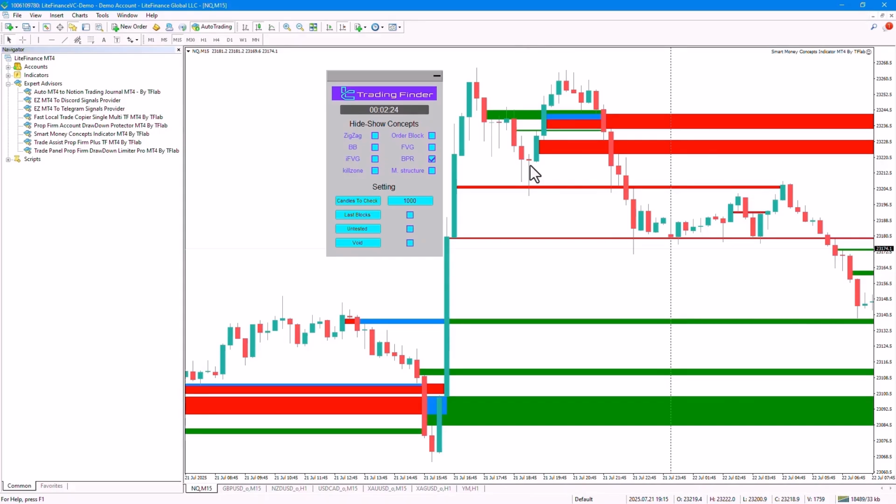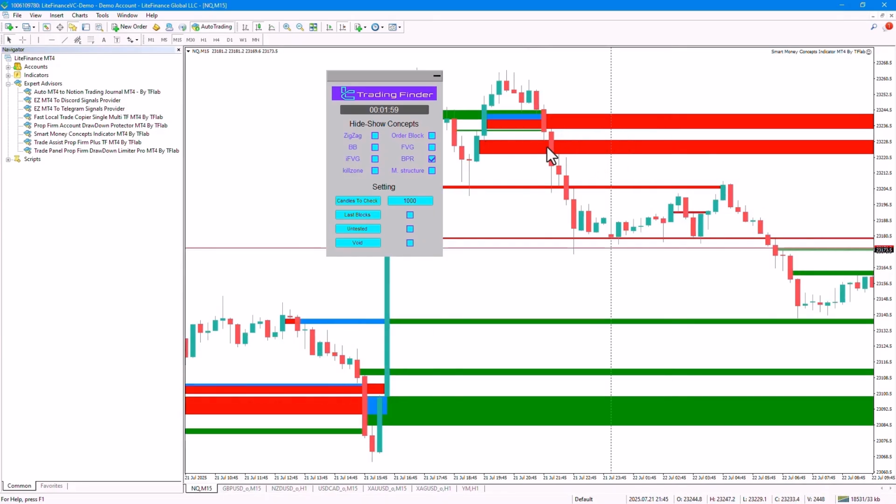BPR zones are formed from the intersection of two opposing FVG zones and are displayed on the chart. Here, a bullish FVG zone was formed as the price moved upward and then retraced. In this section, another FVG zone is formed, which is the intersection between the bullish FVG and the bearish FVG. This intersection creates a bearish BPR zone, which is marked here in red.